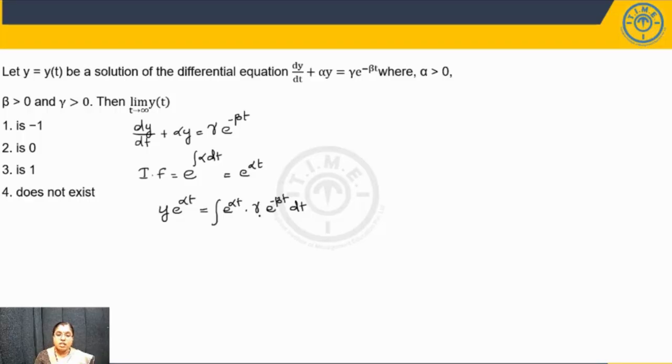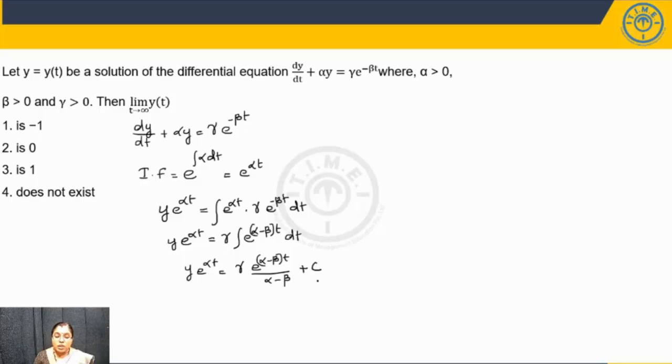Here gamma is a constant, so let's take it outside. So we have y into e raised to alpha t is equal to gamma into integral e raised to (alpha minus beta) into t dt. a raised to m into a raised to n is a raised to m plus n. Now let's integrate. So what do we get? y e raised to alpha t equal to gamma into e raised to nx. What is the integral? e raised to nx by n. So e raised to (alpha minus beta) t by (alpha minus beta) plus c.